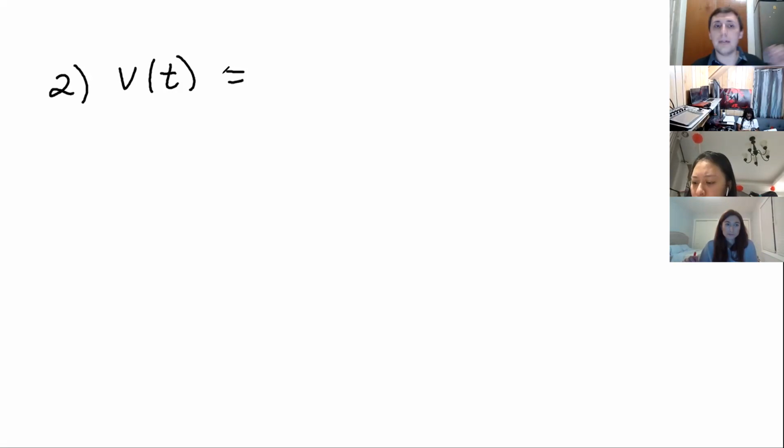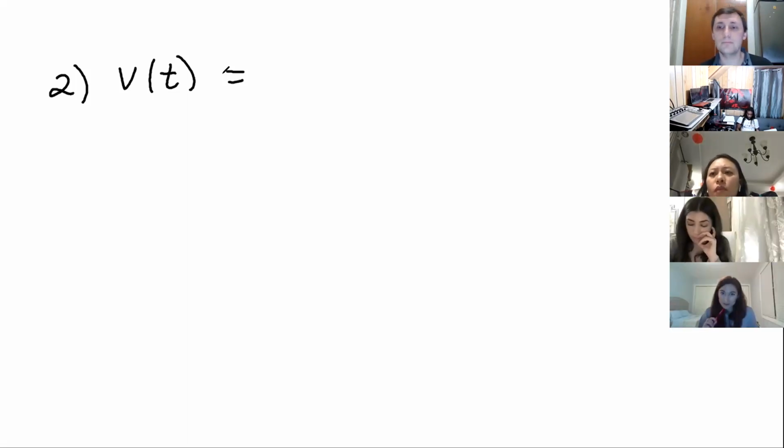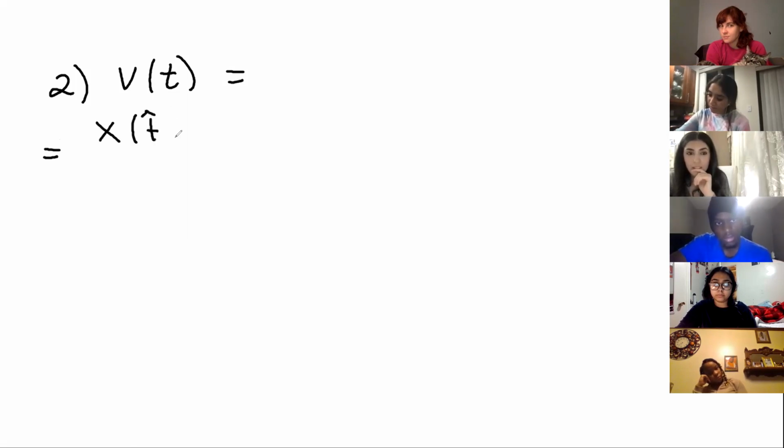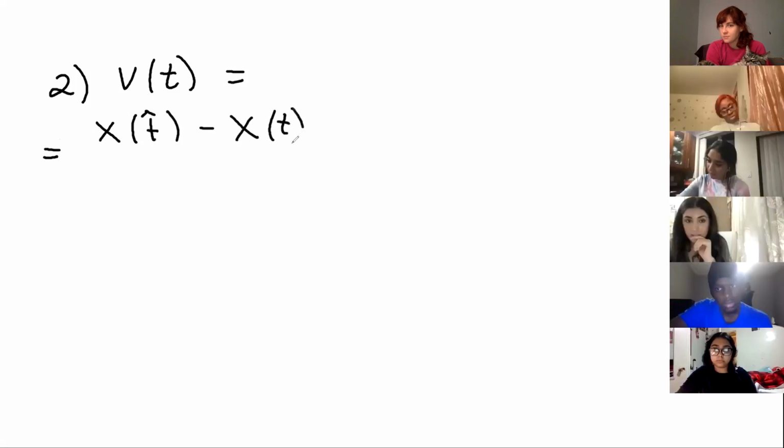Would you help me set up the formula for v of t, please? Would it be the same as the previous one? Obviously, it's the same. Yes. You mean just the added question t instead of 1. So what do I write here, please? We're doing redundancies, but I use it. It would be x of t hat minus x of t, divided by t hat minus t.